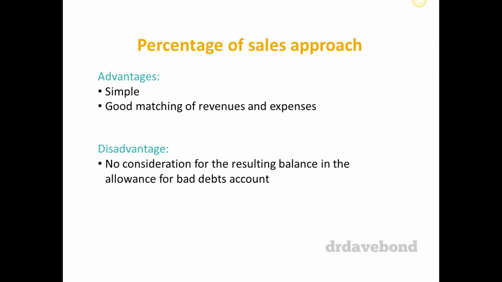Where it's a little bit problematic, and this is why I think the other approach works a little bit better, is it doesn't look at what's in the balance for accounts receivable at the end of the year. It just sort of creates a number and then puts it in, and that can lead to some funny numbers coming out. So the next approach is probably better.